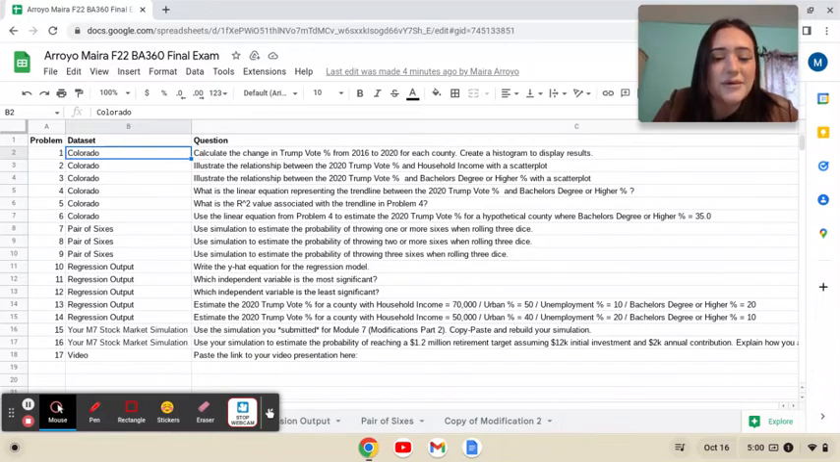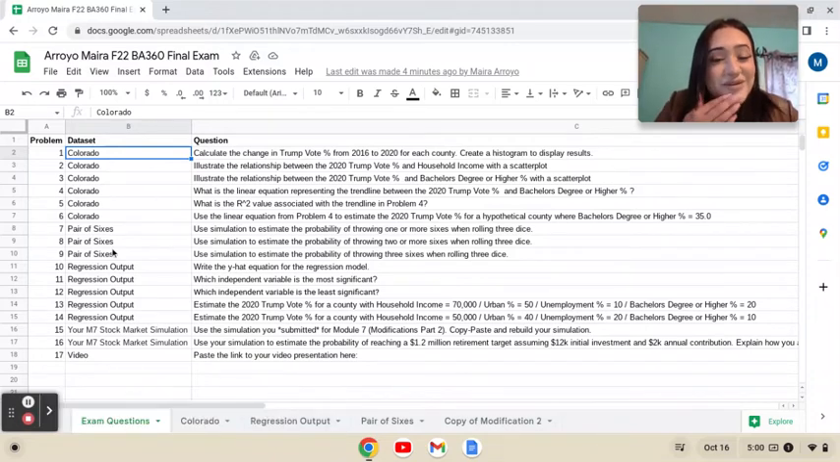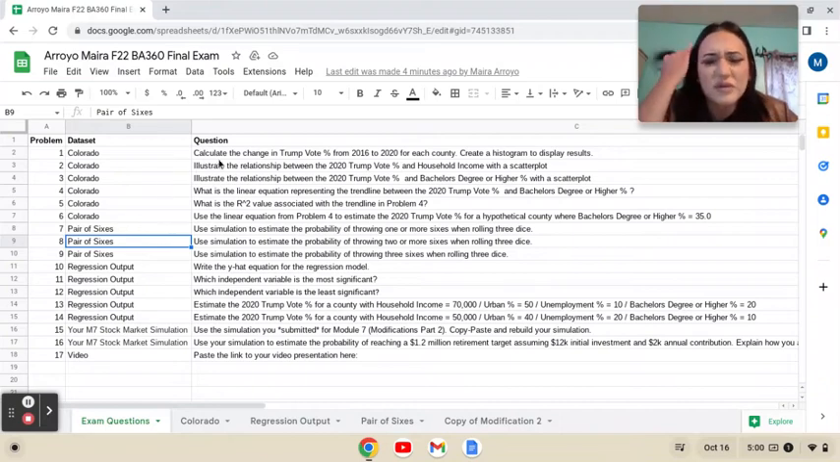We'll get started. I recorded this once, and the first time was super long, so I'll just zoom through this so it's not too long and boring. But number 1 through 6 was the Colorado data set. I didn't have troubles with this. It was actually fairly easy for me.